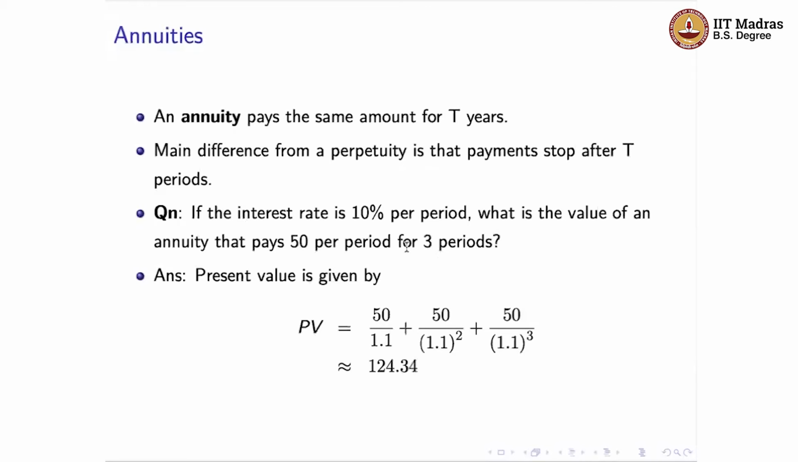Okay, so the third example that we have is what is known as an annuity, right? So what is an annuity?